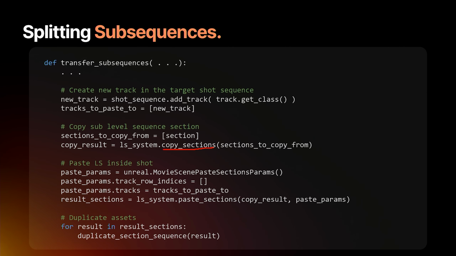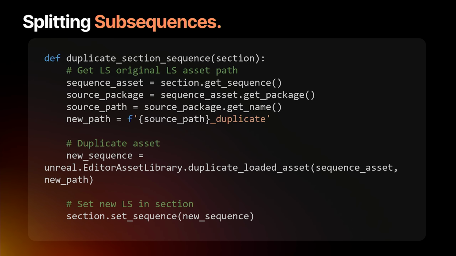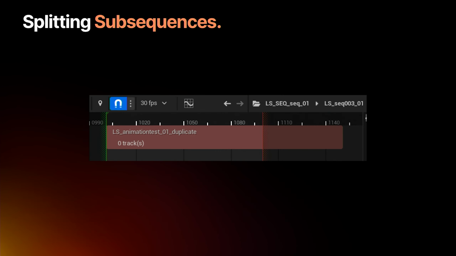I also have the copy sections again, and the paste sections function, that's the same thing that I did beforehand. I can reuse it to duplicate the section. The only difference is this function that duplicates the asset, which is just getting the sequence, running the duplicate function, and setting the sequence to that new section. Then the result will be something like this, with a duplicated asset that I can modify without worrying about losing my previous work.